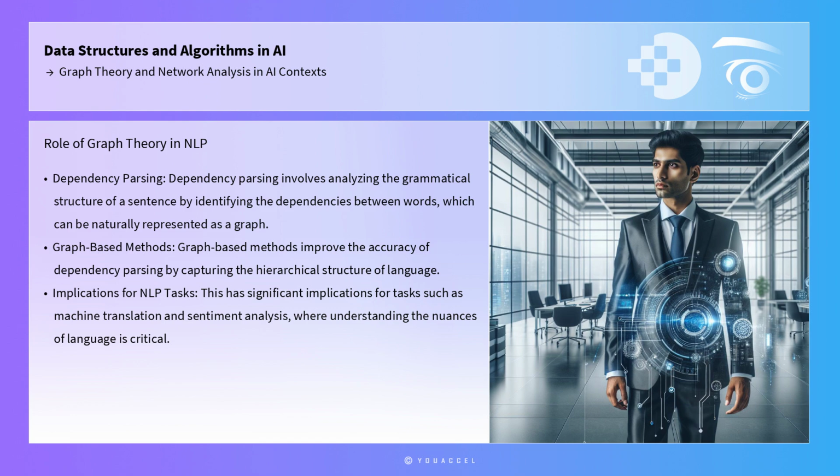In addition to recommendation systems, graph theory plays a crucial role in natural language processing, an area of AI concerned with the interaction between computers and human language. Dependency parsing, a common NLP task, involves analyzing the grammatical structure of a sentence by identifying the dependencies between words, which can be naturally represented as a graph.